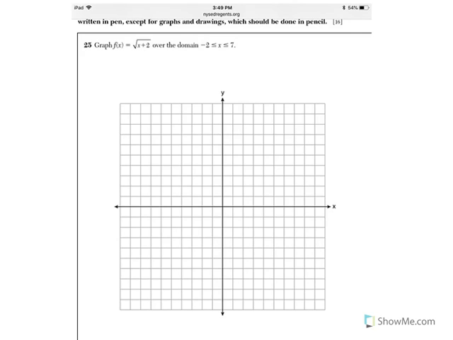Welcome to your June 2018 Regents Review. We're going to go over questions 25 to 37.